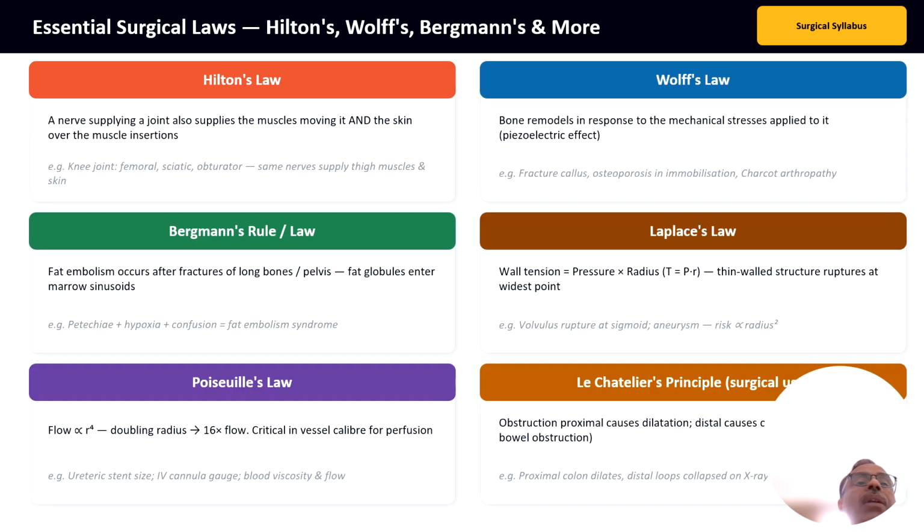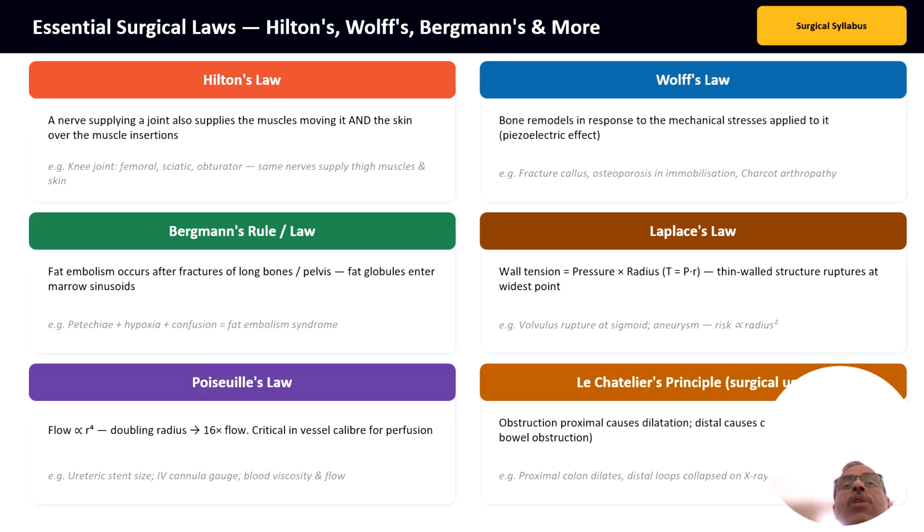Hilton's law. Some laws now in surgery. Hilton's law: a nerve supplying a joint also supplies the muscles moving it, and the skin over the muscle insertion. For example, at the knee joint, the femoral, sciatic, and obturator nerves also supply the thigh muscles and skin. What is Bergman's rule or Bergman's law? Fat embolism occurs after fracture of long bones or pelvis. Fat globules enter marrow sinusoids. That is Bergman's rule.